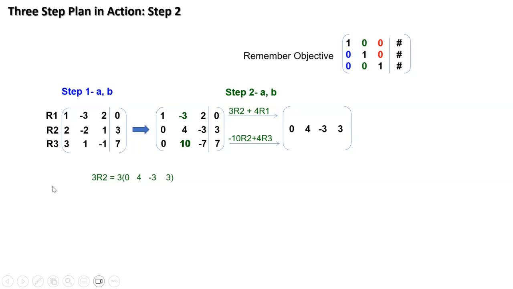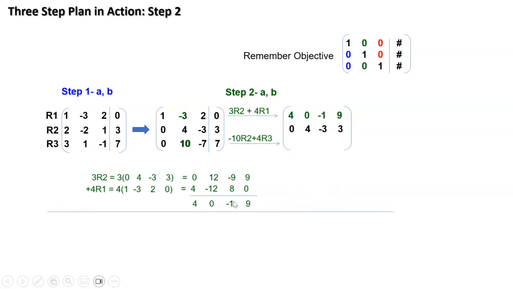And here's my work. 3 row 2, right, is 3 times 0, 4, -3, and 3. So after I multiply 3 times every term, it's going to give us 0, 12, -9, and 9. I'm going to add it to 4 row 1. So I'll multiply 4 times every term in row 1, and the result is 4, -12, 8, and 0. So after I execute the operation, the result is 4, 0, -1, and 9. That's my new row 1.